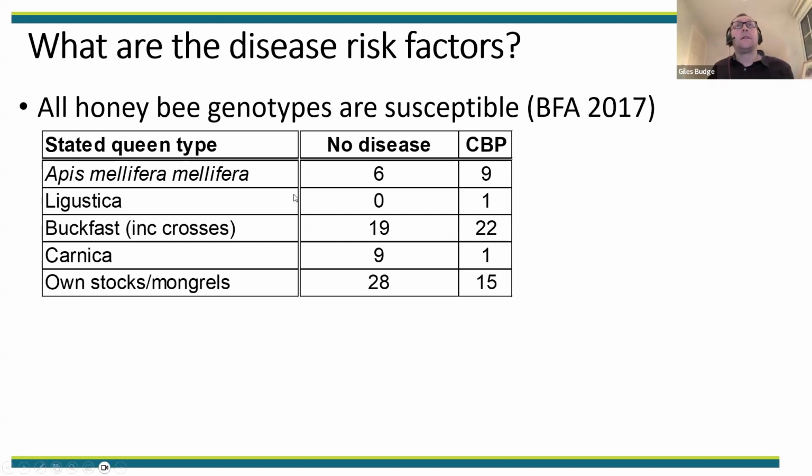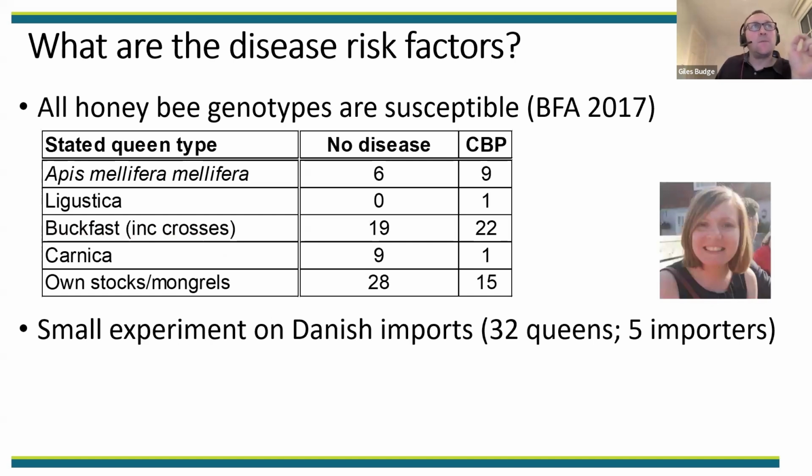And you can see here that actually almost all types of bee that you might be familiar with, major imports, and also Apis mellifera mellifera or mongrels or local stocks, they will all have an opportunity to develop the disease. So it's not one particular type that gets it. We did get a slight increase in the signal for Buckfast, but Buckfast aren't the only bees that can show symptoms of chronic bee paralysis. So we wanted to try to investigate the small signal we had with the Buckfast bees.